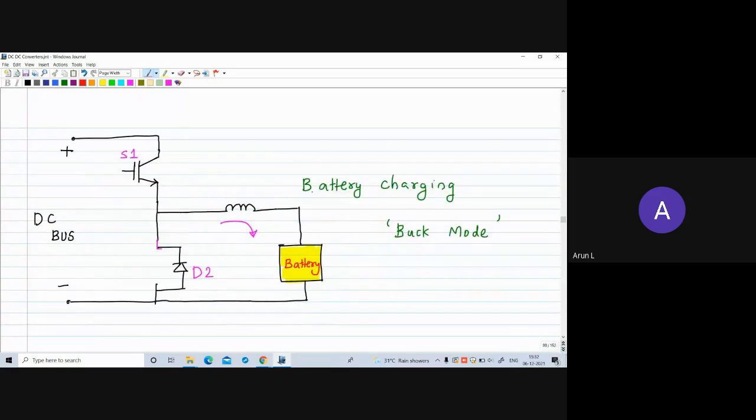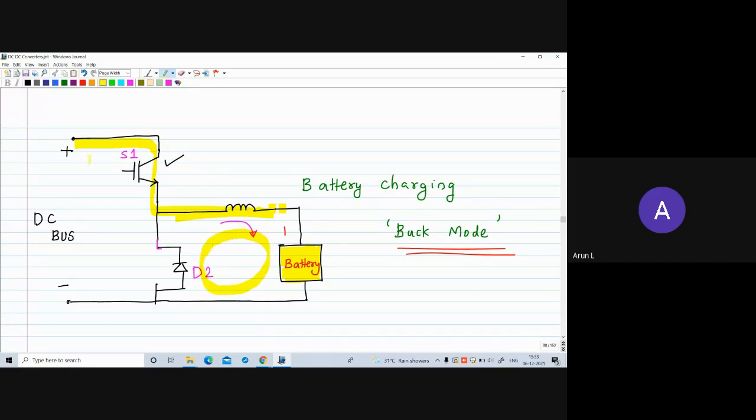So this is the battery charging mode or buck mode. Why it is called a buck mode will be clear if you look into this diagram. During buck mode, when the battery is charging, S1 will be conducting. So this is the path. And when S1 is off, the diode will be operating. When S1 is conducting, this inductance will charge. And when S1 is turned off, the current can freewheel through this diode.